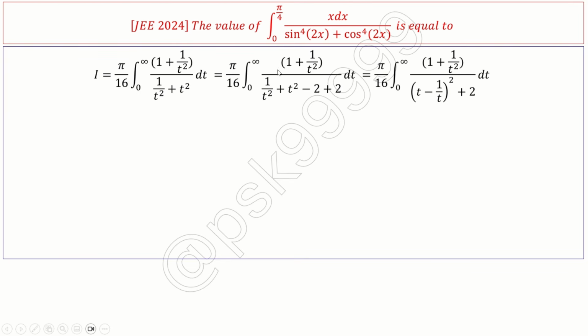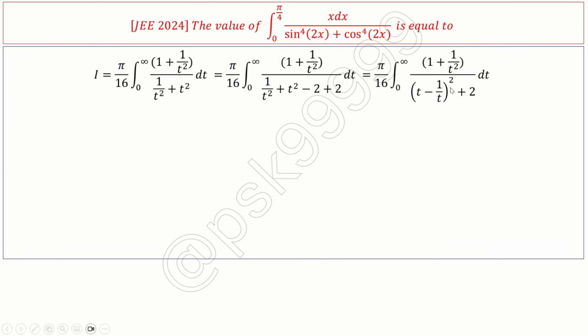How? Let's see. So this is integration from 0 to infinity of 1 plus 1 by t square divided by, I am writing 1 by t square plus t square minus 2 plus 2. And these three terms I am writing as t minus 1 by t whole square plus 2.